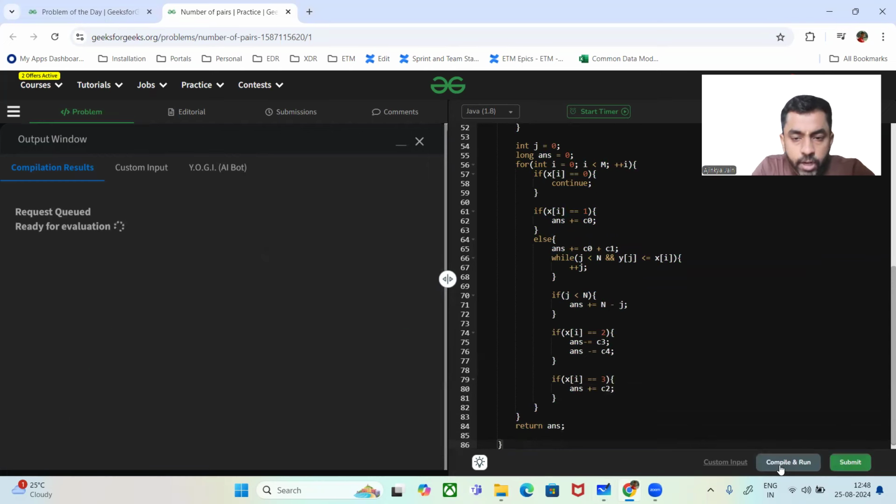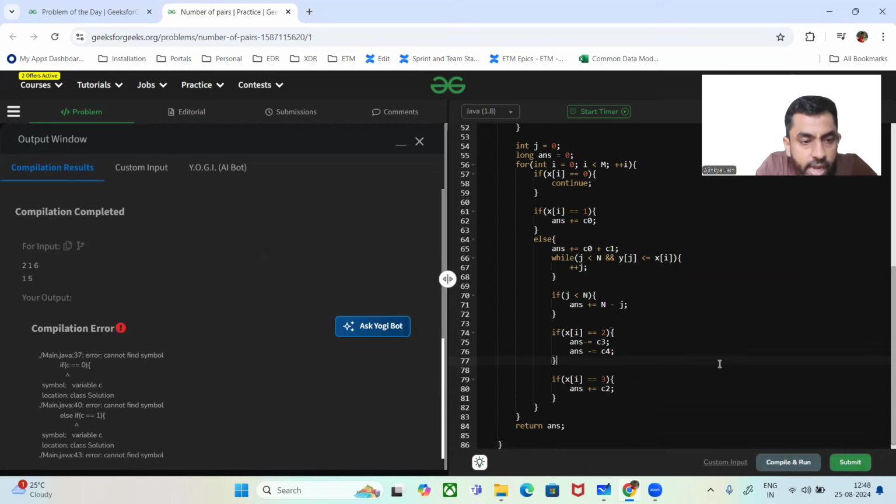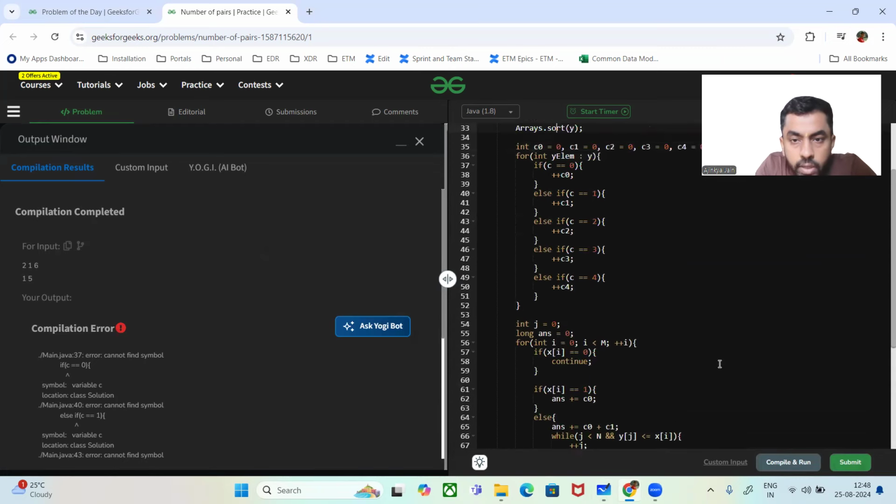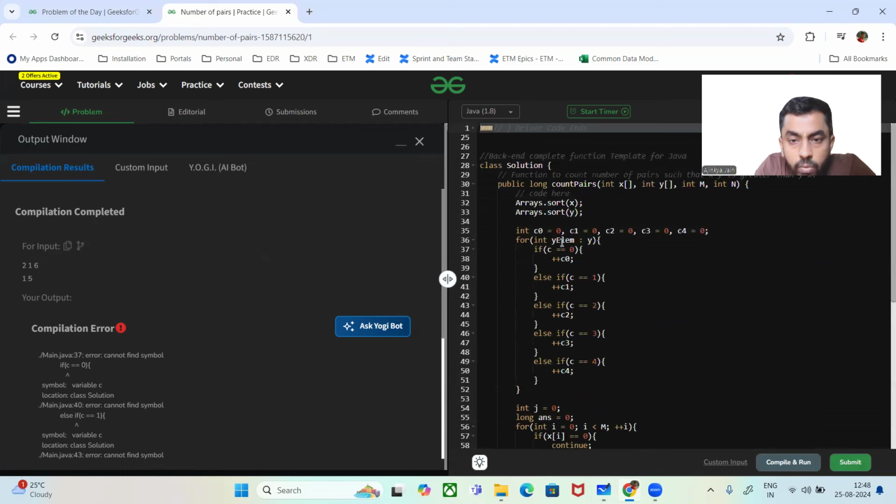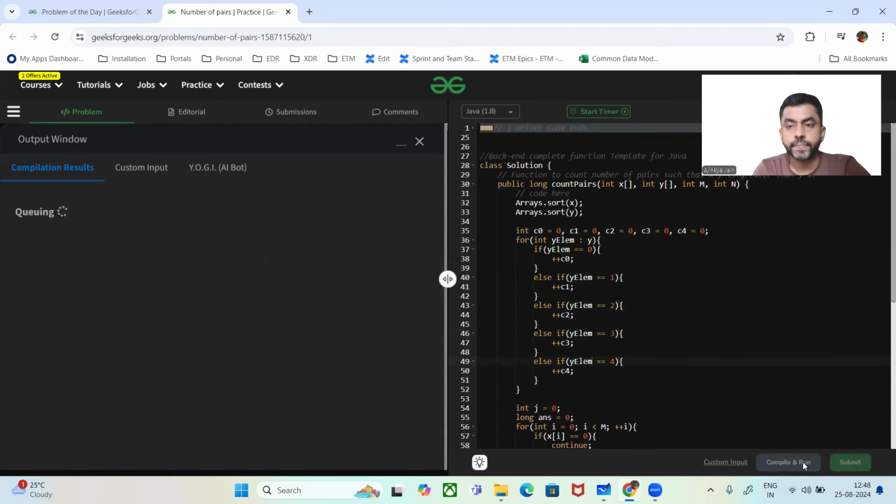This may be a bit difficult to understand, but if you see again, I think you'll understand. Okay, so here what we are doing here is, oh, my bad. So it should have been y element. Okay, it's compiled successfully. Let's submit it. Okay, the test cases seem to pass.